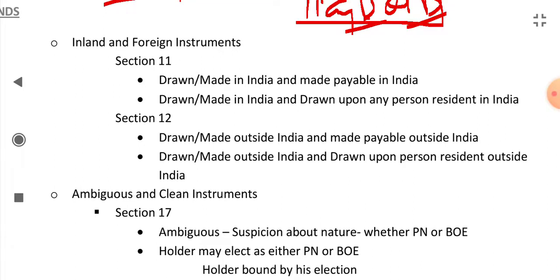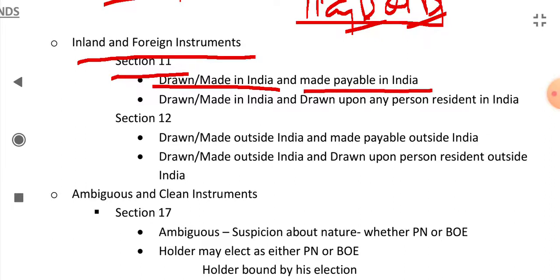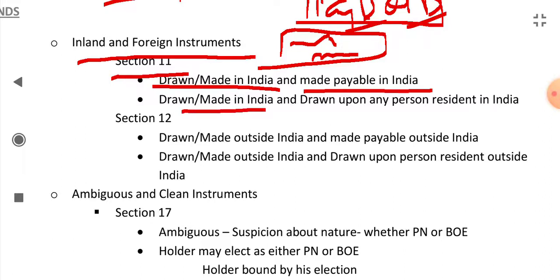What are the kinds of negotiable instruments? There are many kinds, like inland and foreign instruments. According to section 11, if the instrument is drawn or made in India and made payable in India, like it was drawn in India at some place and is payable at some place in India like Delhi, then it's an inland instrument. Or if it is drawn and made in India and drawn upon any person resident in India, like a person living in Mumbai, then also it's an inland instrument. And what are foreign instruments?